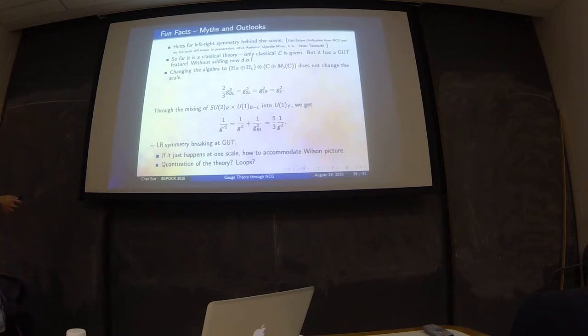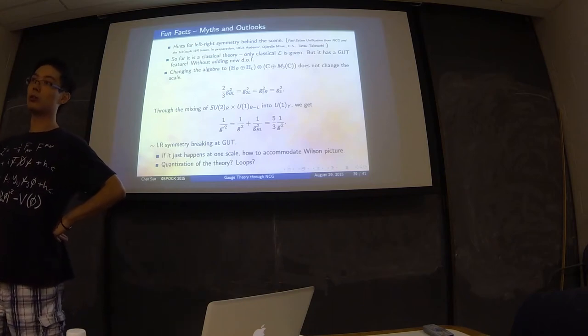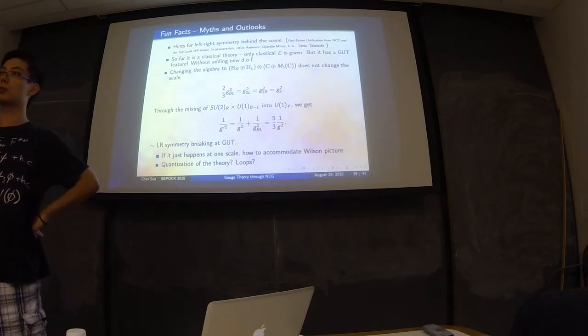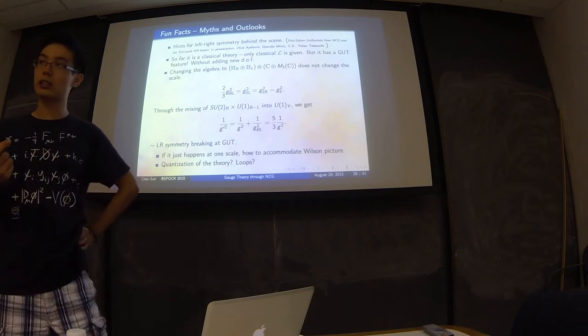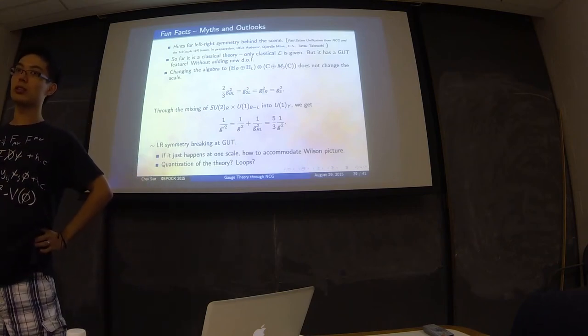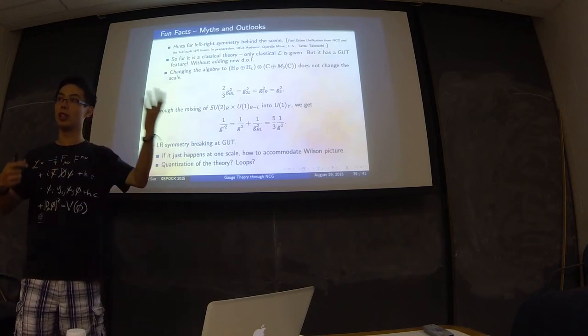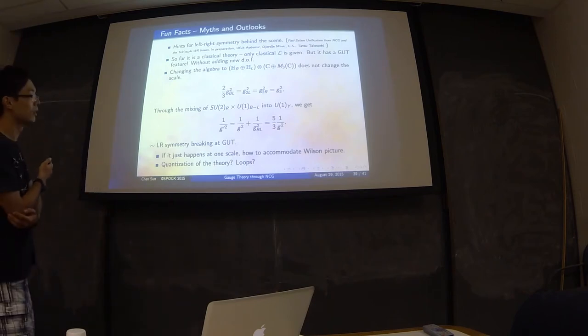So there are hints for the left-right symmetry behind the scene, and currently we are working on a phenomenology paper in preparation. So far, you can see that this is the classical theory. We have the order four operators everywhere, and we don't know how to incorporate the quantum effect yet. But the funny thing is that even though this is a classical theory, it gives us a GUT relation. It's not introducing new degrees of freedom or a new gauge group to make the couplings meet, right? It just comes out of the box, without the GUT group.